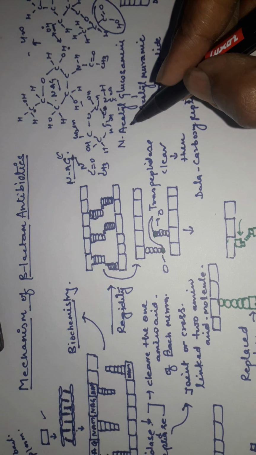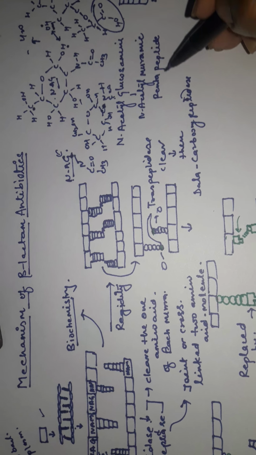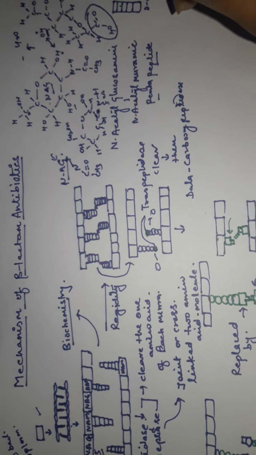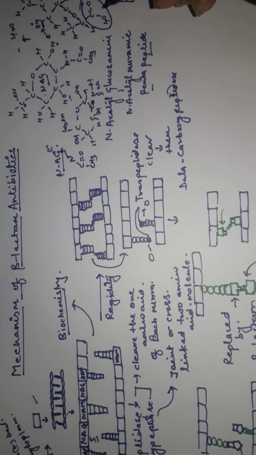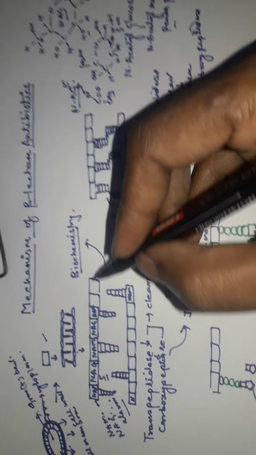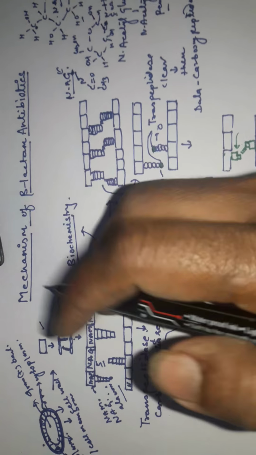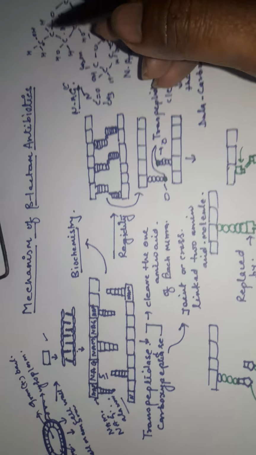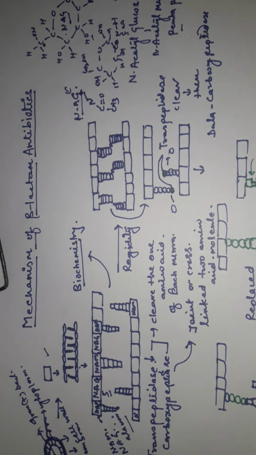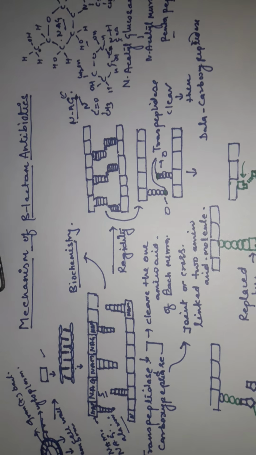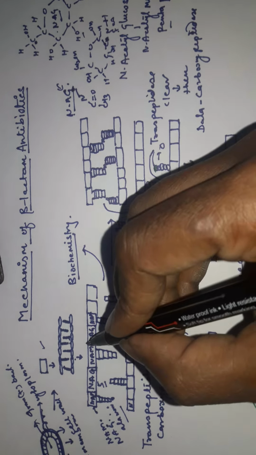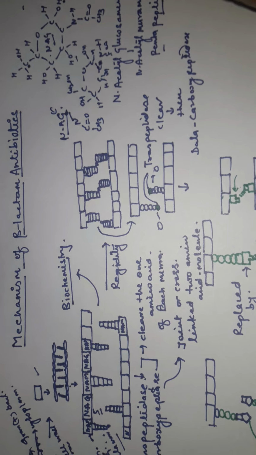Okay, it is also called N-acetyl glucosamine, N-acetyl muramic acid, pentapeptide, because 5 amino acids are joined by peptide bonds. So it is the formation of NAG and NAM. Now, NAG and NAM are joined together through which bond? Okay, the glycosidic bond. So this is the complex, the NAG NAM joined together through this chemical nature.